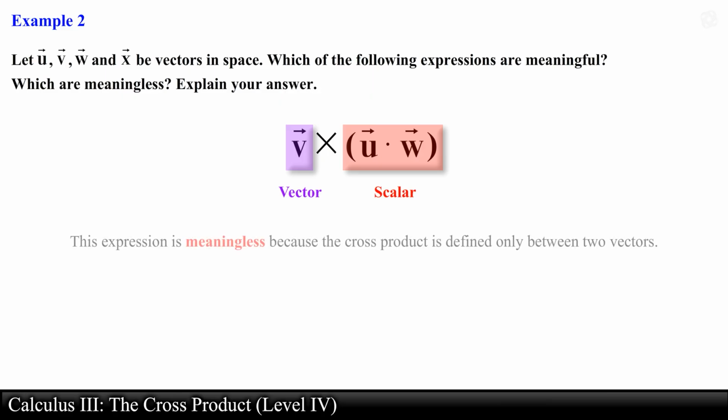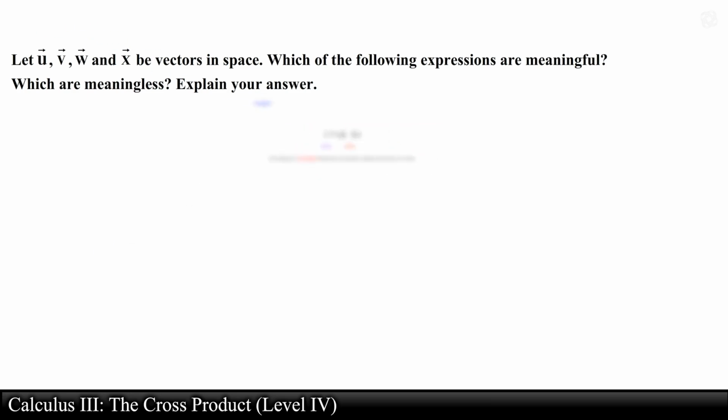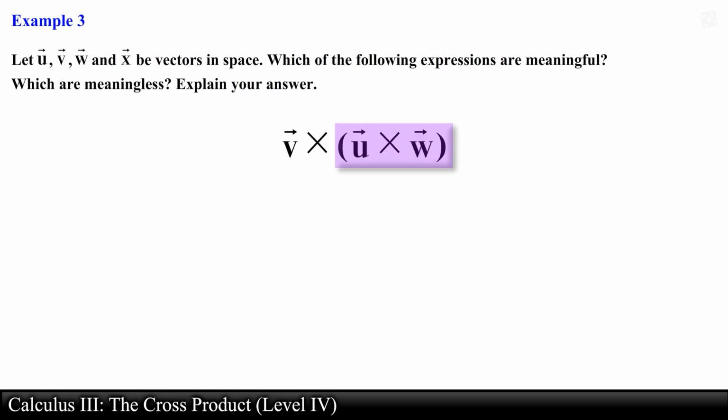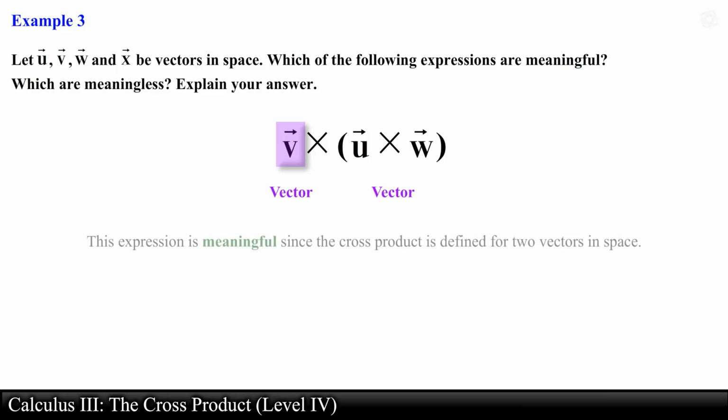In this case, this expression is meaningless, because the cross product is defined only between 2 vectors. Let's take a look at the next expression. The operation inside the parentheses is a cross product between 2 vectors, which produces a vector. This vector is then crossed with another vector, which will produce yet another vector. So this expression is meaningful.